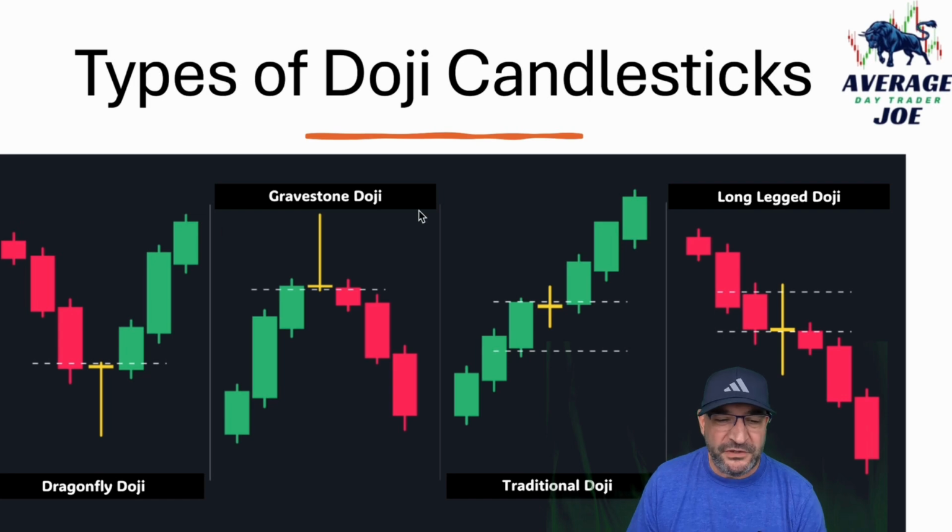The next one, and the opposite of the dragonfly, is the gravestone doji. And we basically say that the wick is at the top here with the body at the bottom here.